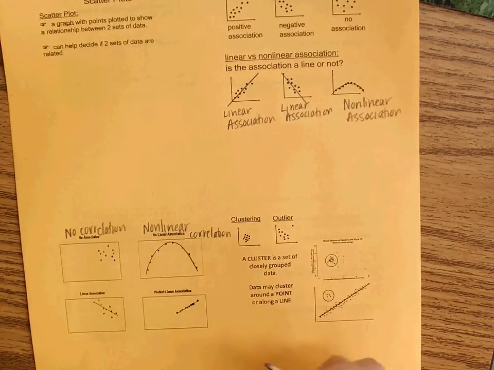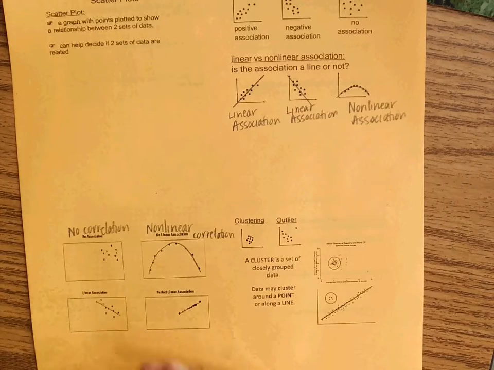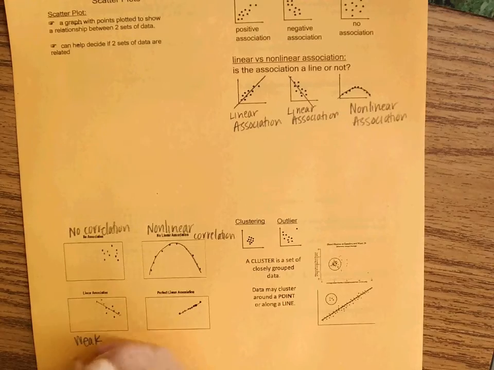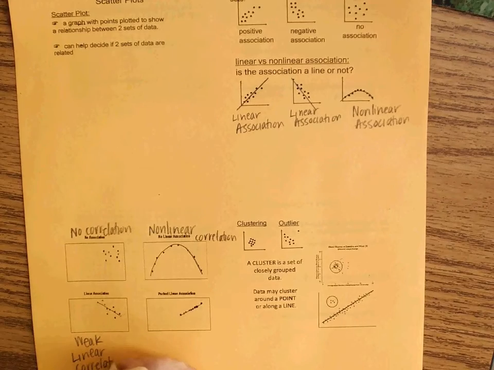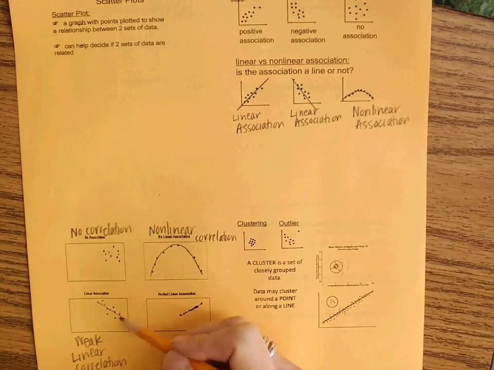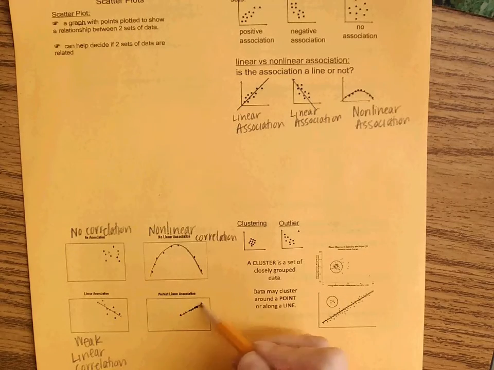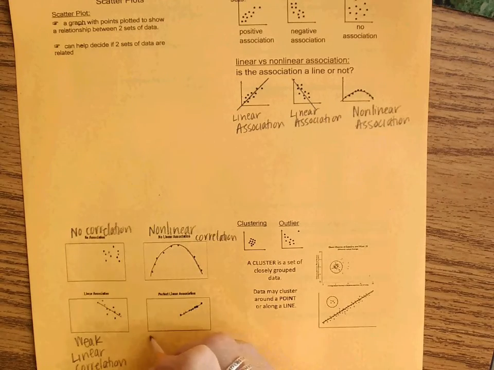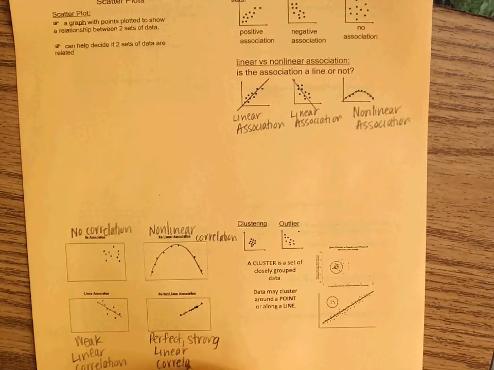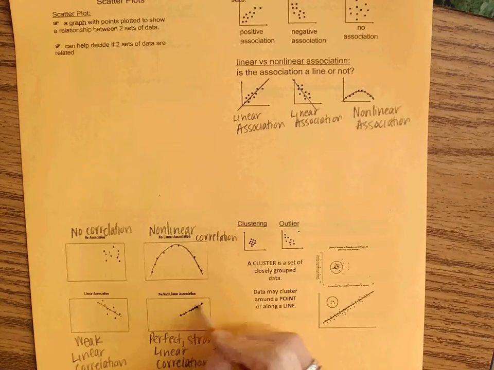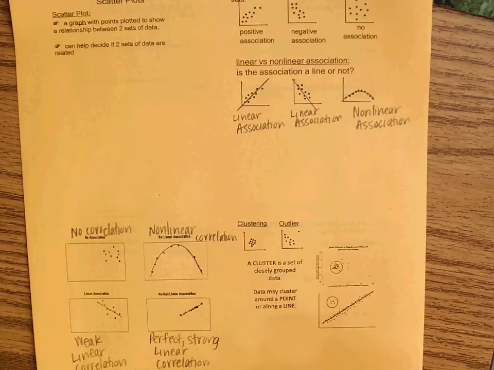Here we have a linear correlation, and we will talk more about this as we get a little further along in this unit, but this is called a weak linear correlation. And hopefully you can kind of make some sense out of this. The points are not very tightly around this line, but then right here we have what is called a perfect or strong linear correlation. Okay, because our points are right where we would create a line of best fit.